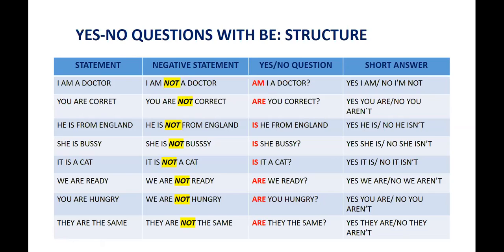So the short answer is only possible with two choices, yes or no, right? Affirmative or negative. "He is from England. He is not from England. Is he from England? Yes, he is. No, he isn't." "She's busy. She's not busy. Is she busy?" Remember that when you're asking a question, we need to give the proper intonation. "Yes, she is. No, she isn't."